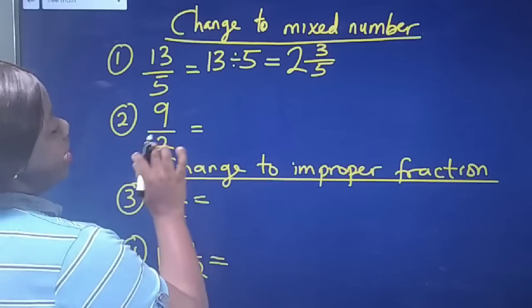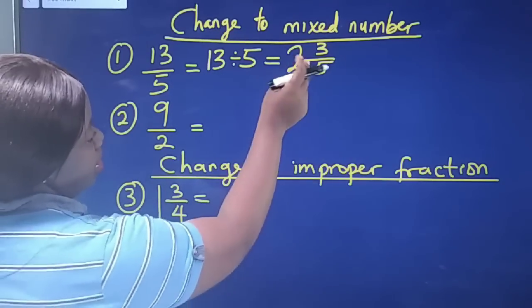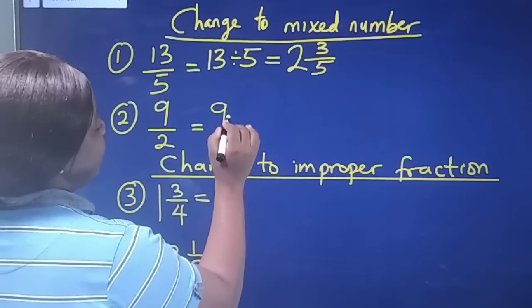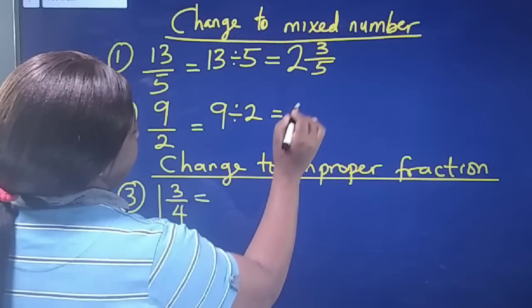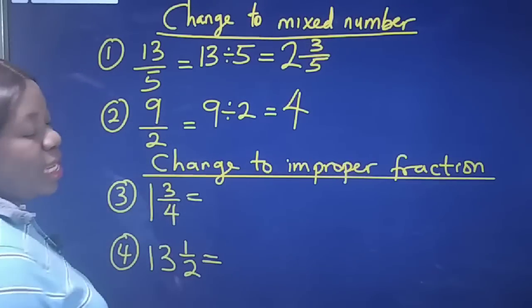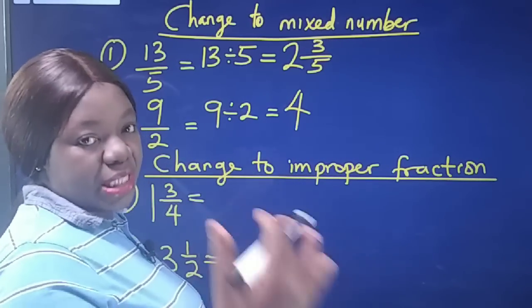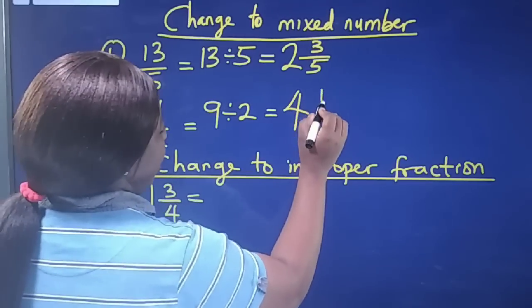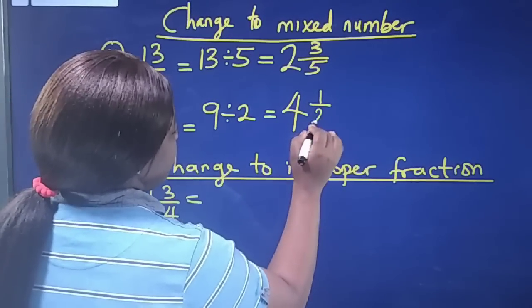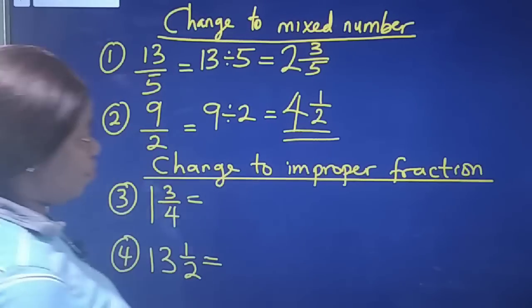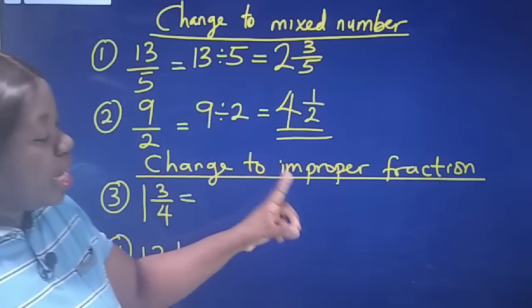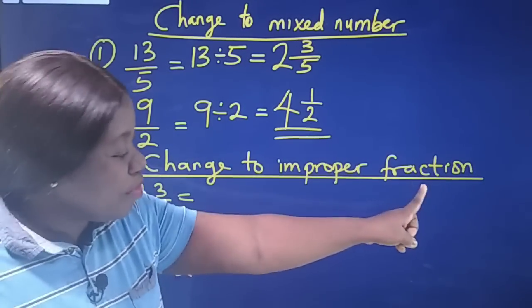Now let's change 9 over 2 to a mixed number. Divide 9 by 2. That will be 4. 4 times 2 is 8, so you'll be left with 1. 1 over the divisor, which is 2. So that's 4 and 1 over 2.